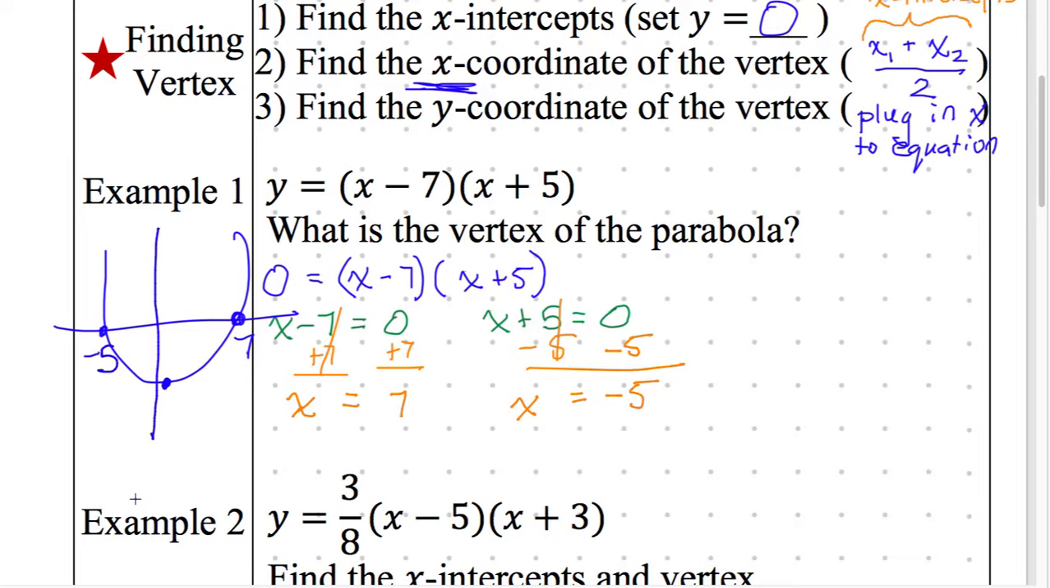Jose's already ready to go for step 2. Who else can do step 2 for me? We just did step 1. We found the x-intercepts. It's at 7, 0 and -5, 0. Jose, go for it. You add them, divide by 2. That's what our equation says. So, Jose, can you do that for me? 7 plus -5 is 2.